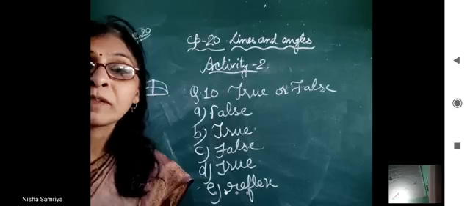Now line segment. A line segment has two endpoints. It has a definite length. It can be measured, and we can draw the line segment like this, that is A and B. Now comes the ray. A ray has only one endpoint. It has no definite length. It cannot be measured. And the figure we can draw like this. The starting point you can say is the initial point.